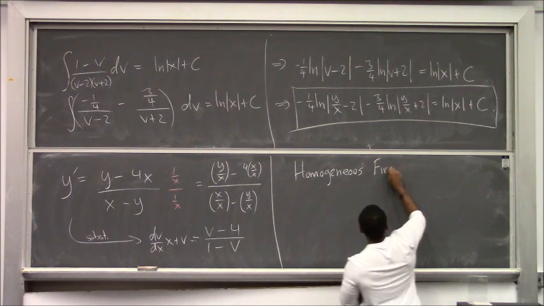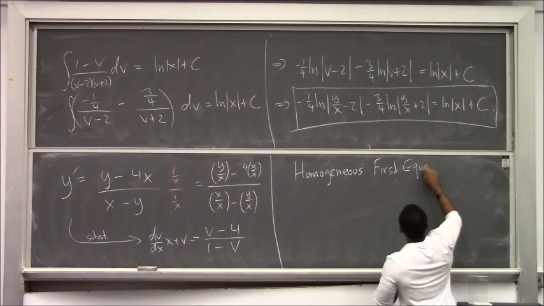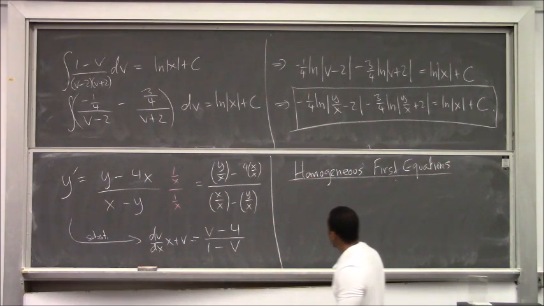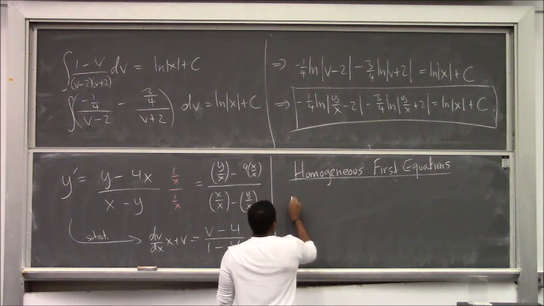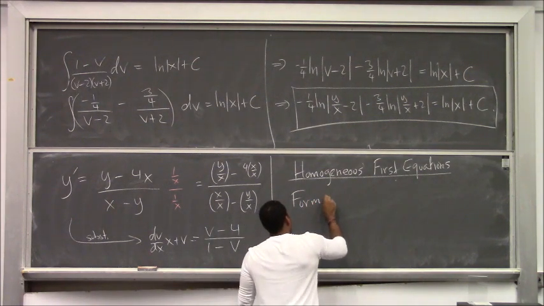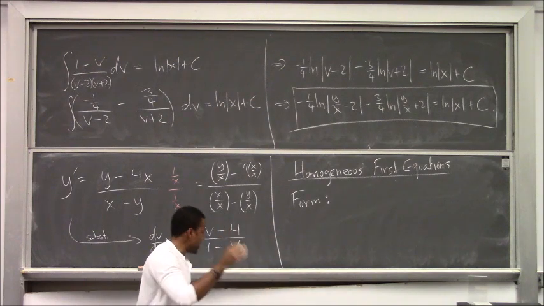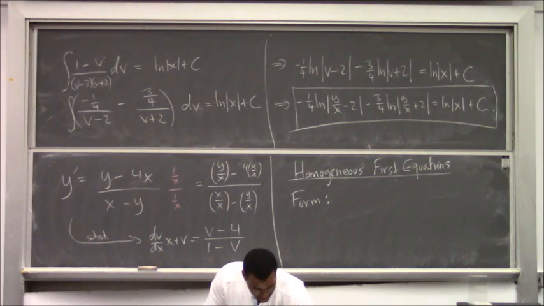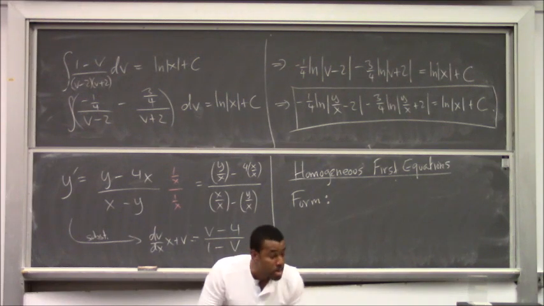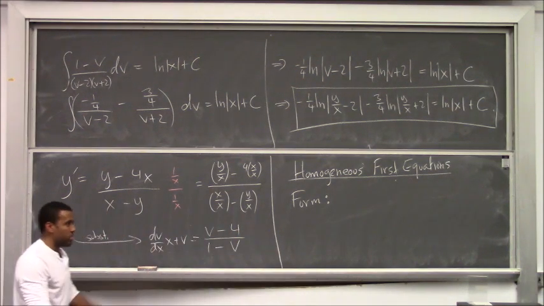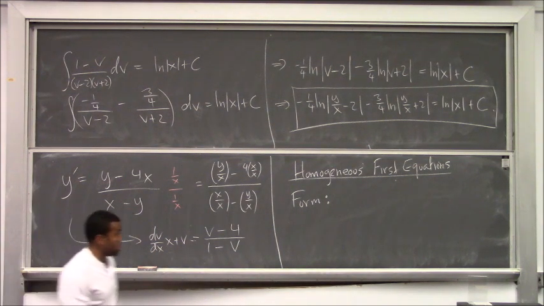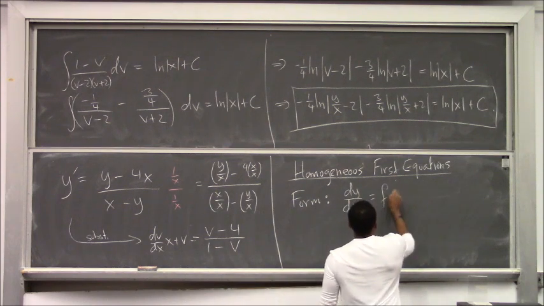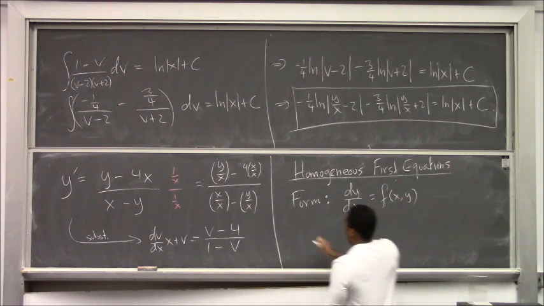Homogeneous first order equations. So the form, and now remember what I mentioned way back in lecture 0 or lecture 1. Every time I teach a topic, there are two things you want to make sure at minimum you take away from the topic: what is the form of the equation I spoke about, and what is the strategy to solve it? So the form is dy/dx equals f of x, y, where?